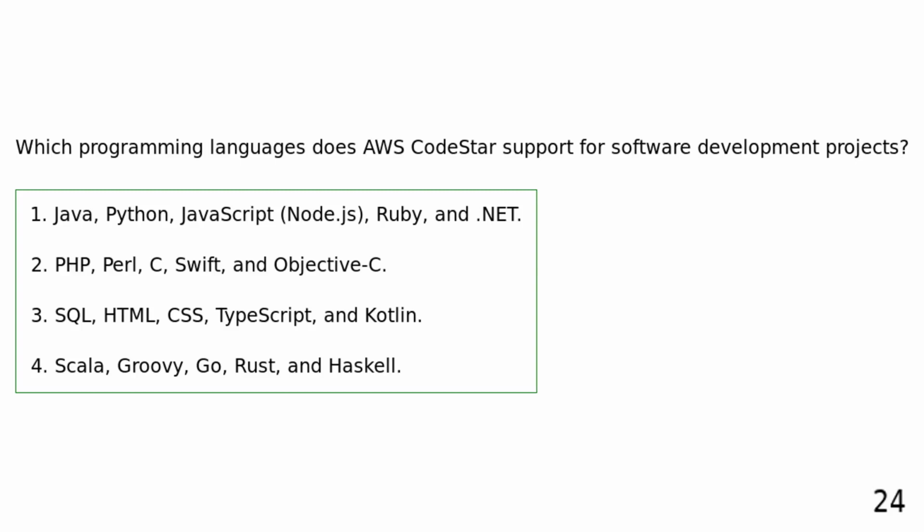Which programming languages does AWS CodeStar support for software development projects? Java, Python, JavaScript, Ruby, and .NET. PHP, Perl, C, Swift, and Objective-C. SQL, HTML, CSS, TypeScript, and Kotlin. Scala, Groovy, Go, Rust, and Haskell.